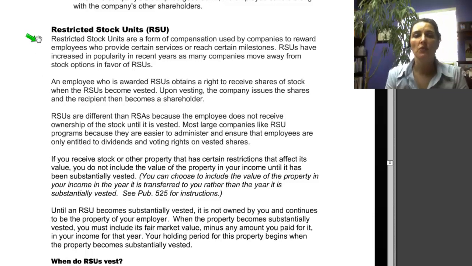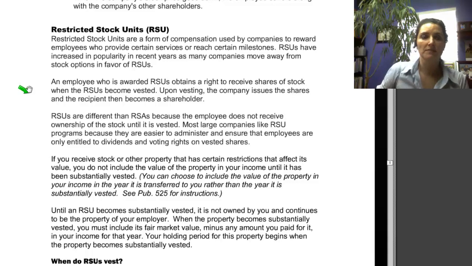Restricted stock units are a form of compensation used by companies to reward employees who provide certain services or reach certain milestones. RSUs have increased in popularity in recent years as many companies move away from stock options in favor of RSUs. An employee who is awarded RSUs obtains a right to receive shares of stock when the RSUs become vested. Upon vesting, the company issues the shares and the recipient then becomes a shareholder.